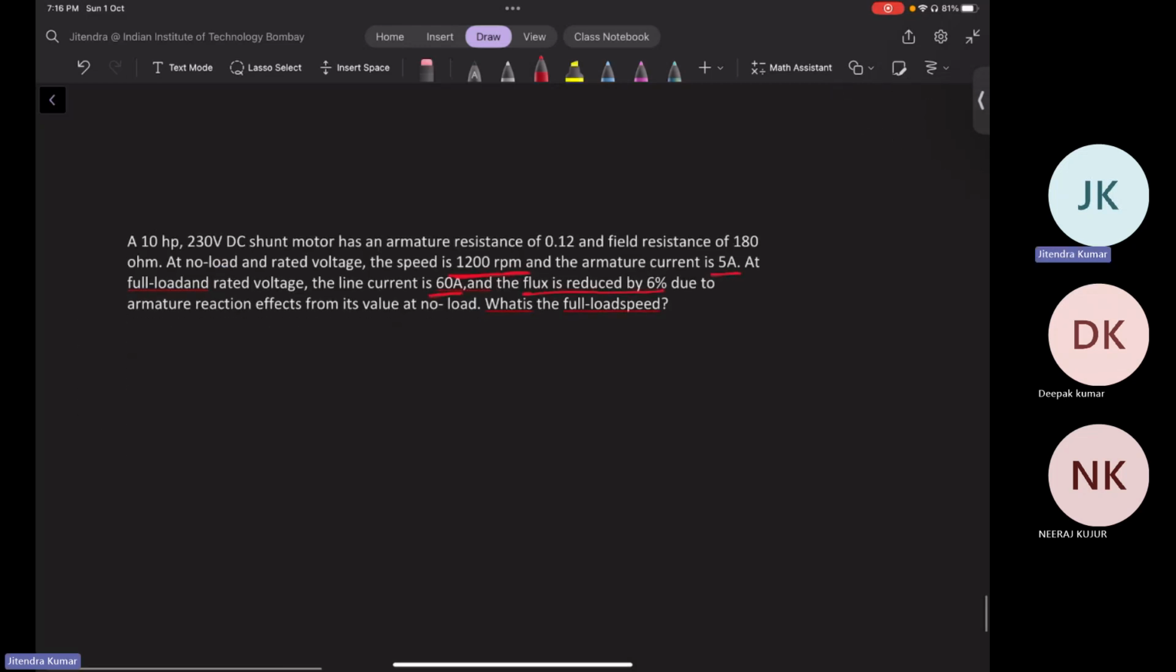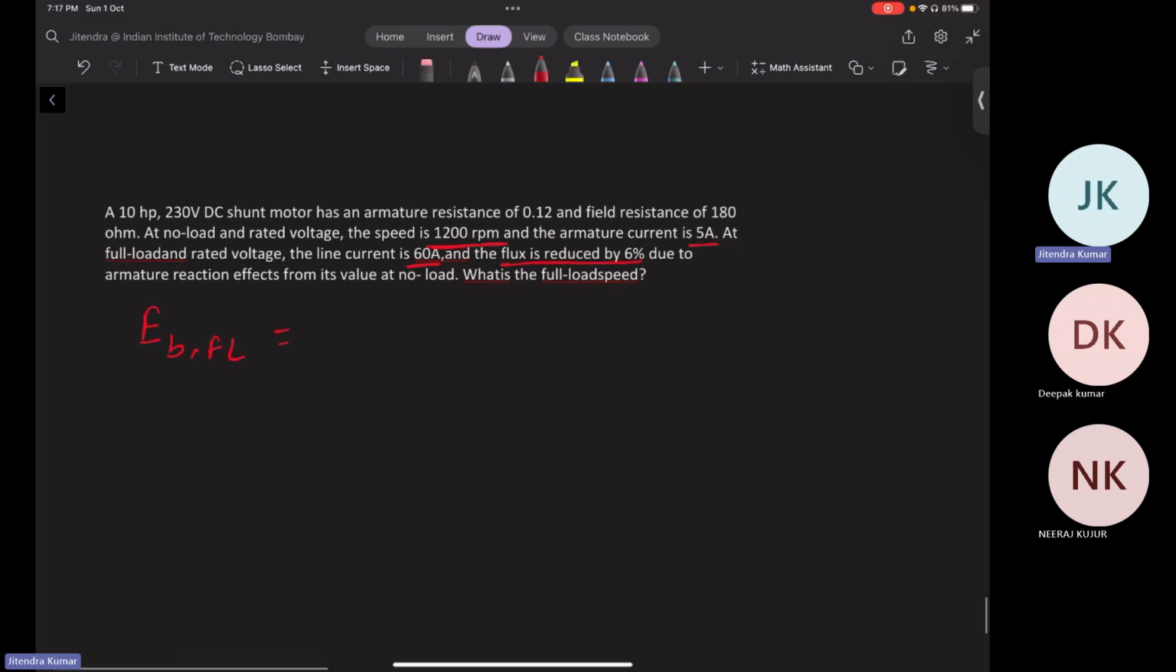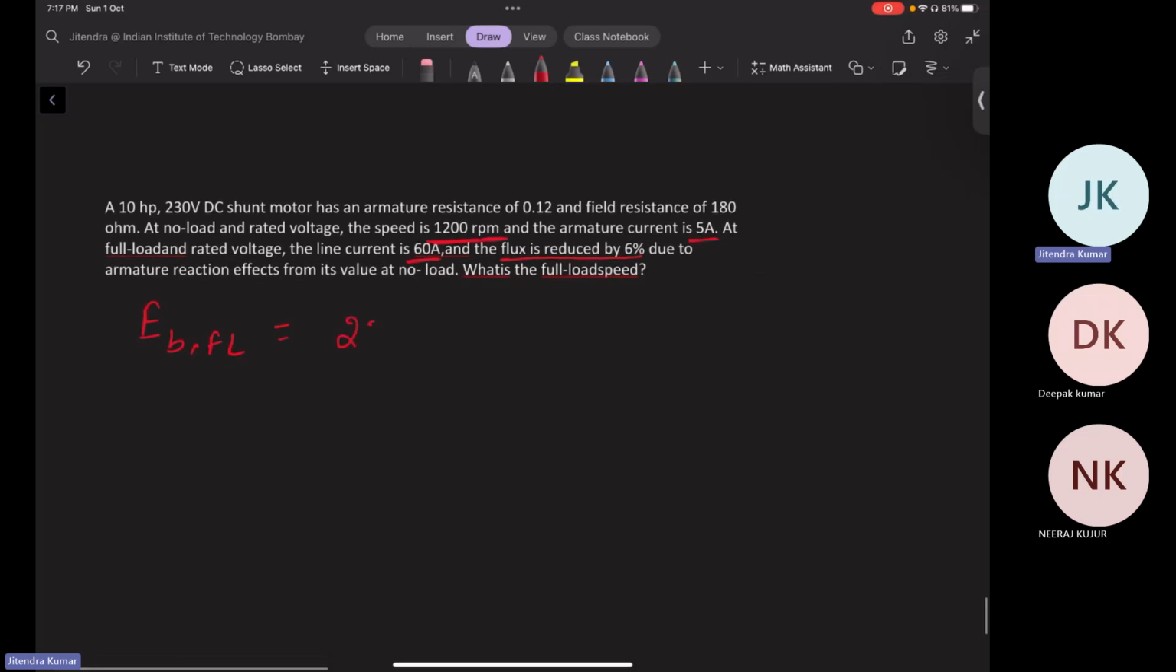So we are talking about speed here, right? So we should deal with it in terms of back EMF. EB at full load will be, since it is a DC shunt motor, 230 minus IaRa. The line current is 60 amps.